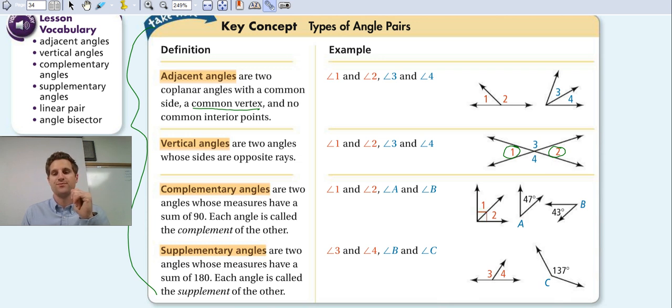Complementary angles. Okay, complementary angles are two angles whose sum is 90. So 47 plus 43 is 90. They're complementary, so they don't have to be right next to each other. They could be separate. They just have to add up to 90. Supplementary is the same thing, except they add up to 180. Okay? All right, moving along.